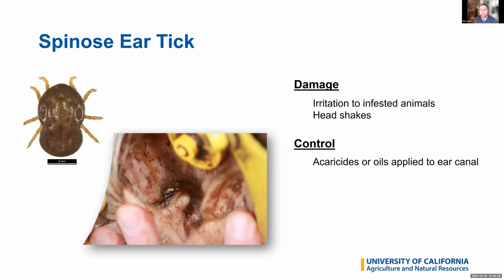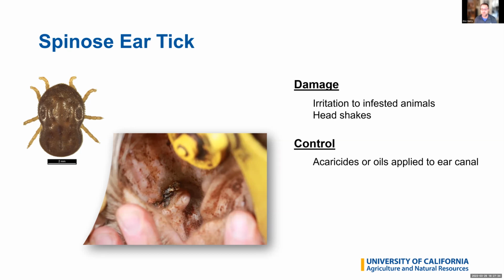In terms of damage, primarily the damage from this tick is due to irritation of the animal. You can imagine none of us would probably like having ticks in our ears. And cattle don't like that either. So they get these ticks in the ear. They can feel them moving and feeding, and it causes irritation to the animal. They spend a lot of time shaking their head or moving their head around. So if you're seeing that with your animals, that they're doing a lot of head shakes or moving the head around in unusual ways, you might look more closely in the ear, as you see in the picture here, to see if you can find any ticks down there in the ear.